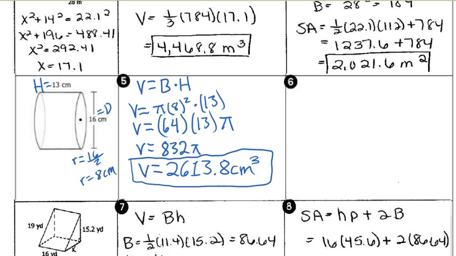Now if we want to leave it in terms of pi, it is done, but since we want to eat the pi, right, multiply it. So we multiply that, we get volume equals 2,613.8 centimeters cubed. Again, it is cubed. That is how you do the volume of a cylinder.